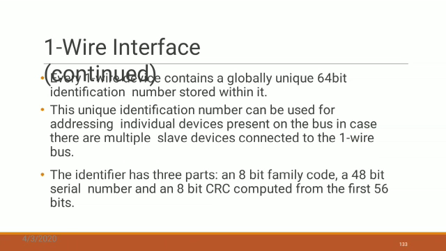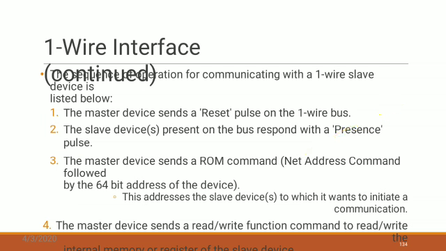One master and multiple slaves can be communicated with the help of the one-wire interface. The identifier has three parts: an 8-bit family code, a 48-bit serial number, and an 8-bit CRC computed from the first 56 bits, which is also part of the 64-bit identification, as previously shown.